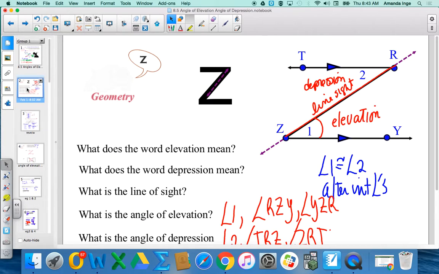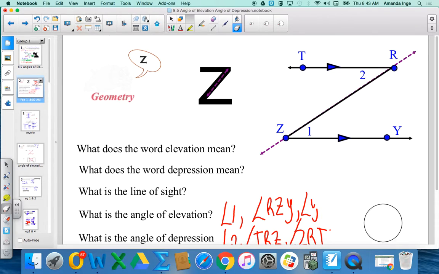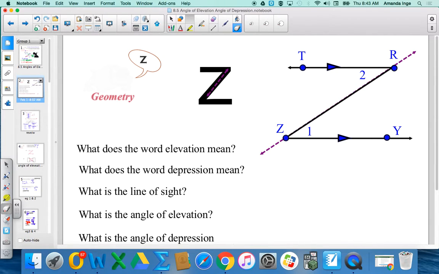All right, so that takes me to this picture. We know that the word elevation means to go up. So we just looked at this picture that we drew. Who wants to give me the angle of elevation? Angle 1. Okay. What about the angle of depression? William back there? Angle 2. Good. All right, who's got the line of sight? Cole? Line ZR.